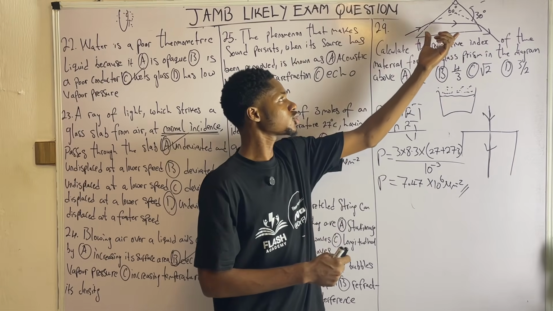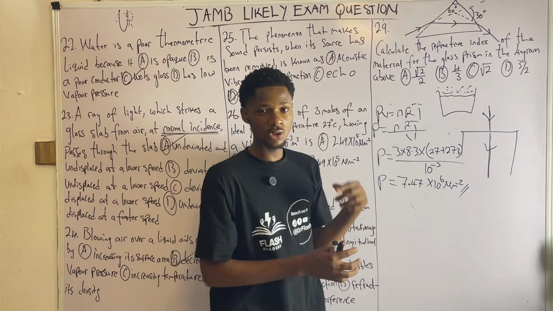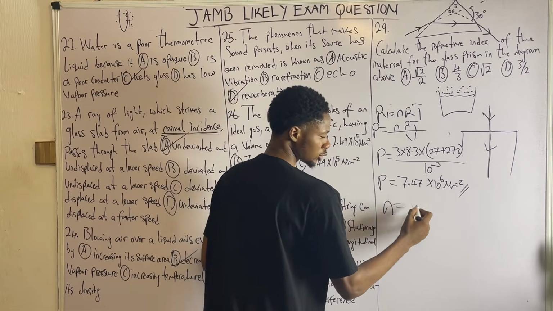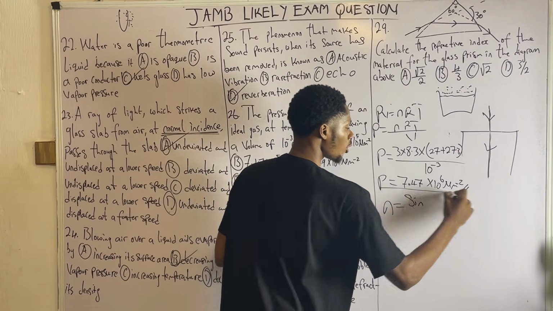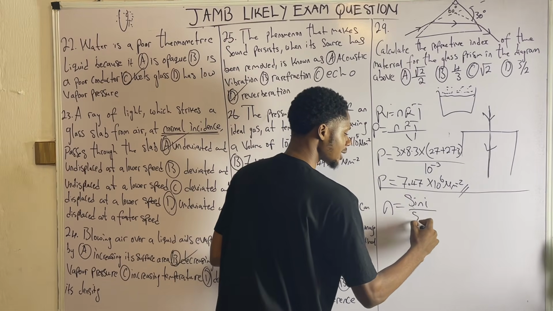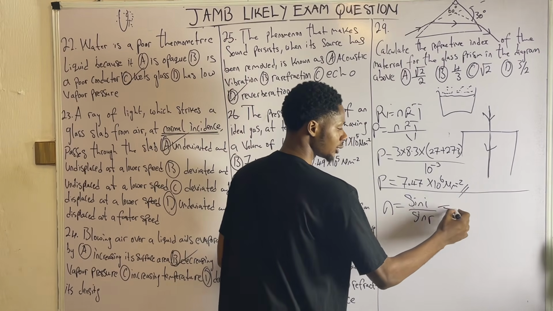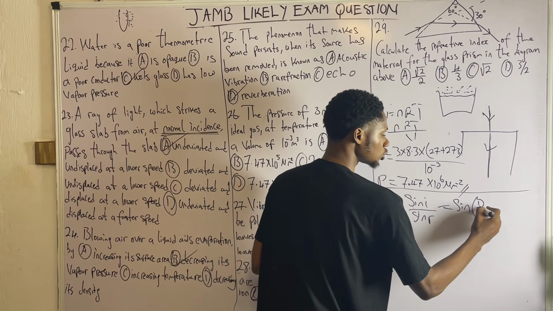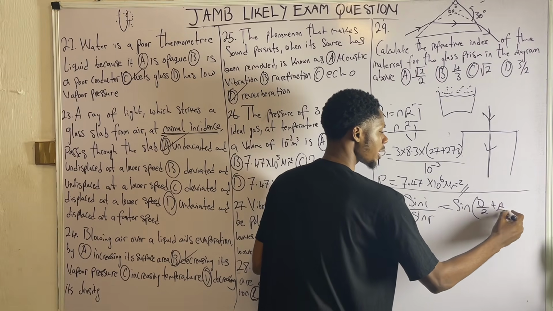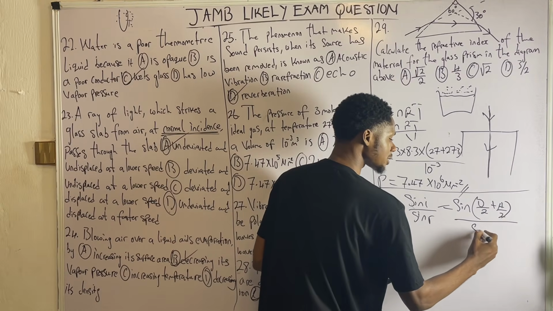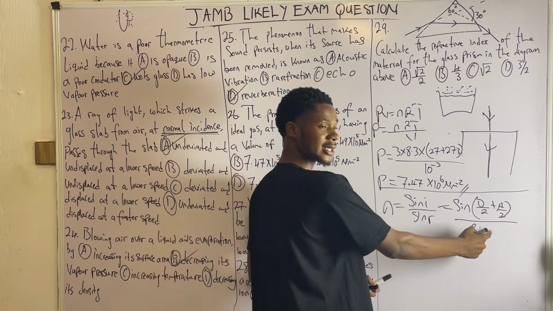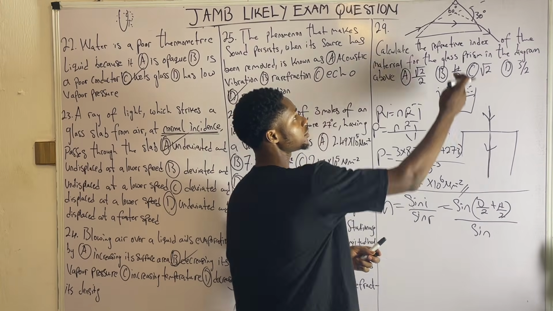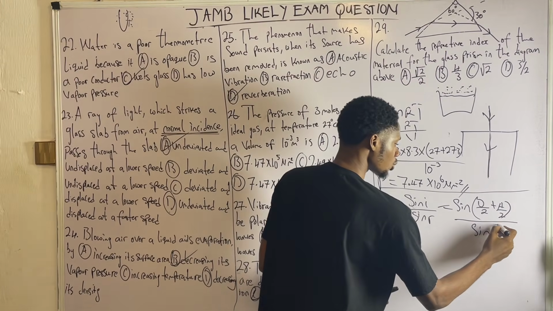Now I'm going to go straight to solving this problem using the formula. I want to calculate the refractive index. The refractive index, according to Snell's law, is sine of the angle of incidence divided by sine of the angle of refraction. We already know that. And this can also be sine of the angle of deviation over 2 plus apex angle over 2, divided by sine of the angle of refraction. And the angle of refraction is also the apex angle over 2. So we have A over 2.